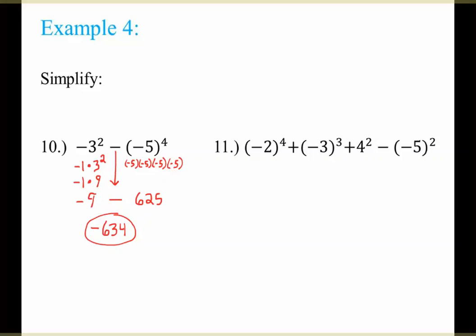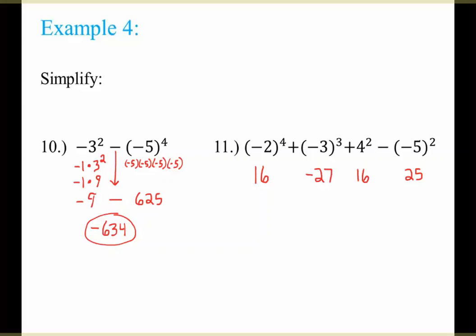All right, number 11. I'll go through this one a little bit more quickly. Negative 2 quantity to the fourth. So that's going to be negative 2 times negative 2 times negative 2 times negative 2. That's going to be a positive 16. Negative 3 quantity cubed. It's going to be a negative 3 times a negative 3 times a negative 3. It gives me a negative 27. Plain old 4 squared is 4 times 4, which is 16. And then negative 5 quantity squared is negative 5 times negative 5, which is a positive 25.